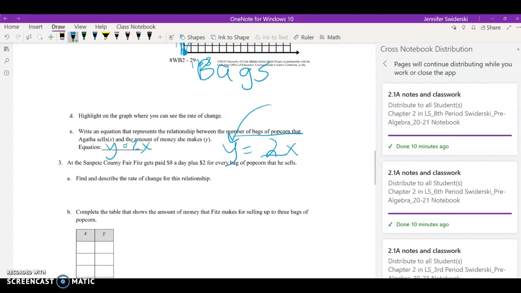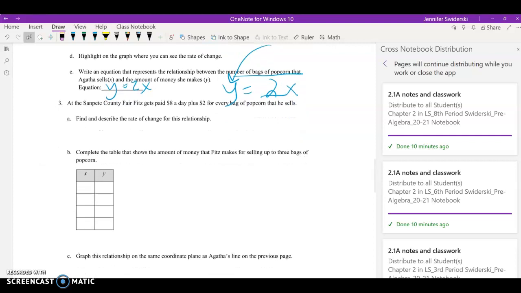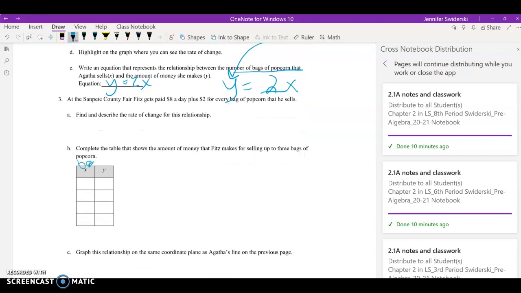At a different fair, somebody gets paid $8 a day plus $2 for every bag of popcorn he sells. Find and describe the rate of change. Okay, so x is bags, y is money. So if our friend Fitz doesn't sell any bags, he still got paid $8 for that day. If Fitz sells 1 bag, he still got his $8 for that day, but he got an extra $2 for selling that popcorn, which is 10. If Fitz sells 2, he gets 12. 3, he'll get 14 because he automatically has that $8 just for the day.